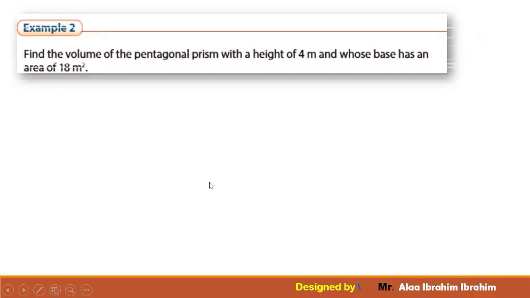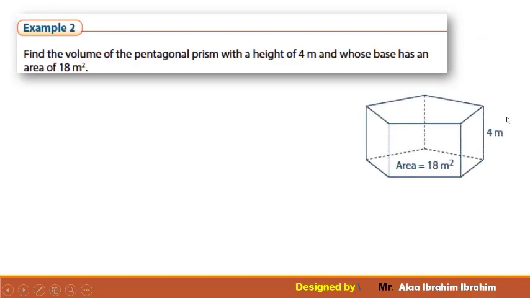Okay, now we're going to another thing. If I'm dealing with this shape, the lateral faces, the sides, are rectangles. Remember, all of them are rectangles, and your bases are pentagons: 1, 2, 3, 4, 5. So I have to find the area of the pentagon. I gave it to you already, don't worry. The area of the pentagon is 18 meters square.